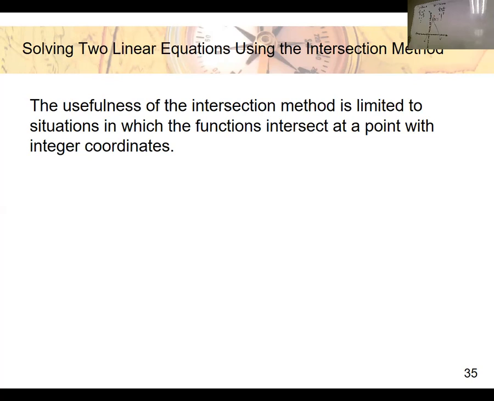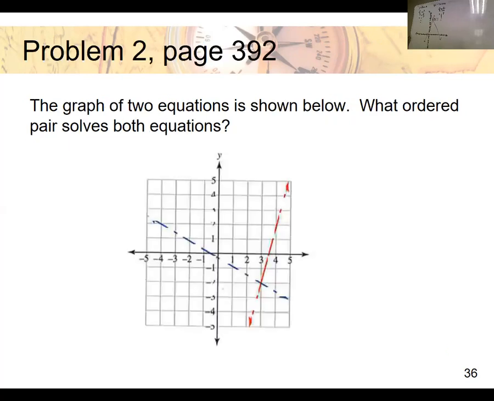All right, that intersection method that I just showed you is useful, but it's limited to where the two functions intersect at a point with integer coordinates. Here, we had whole number x and y coordinates. But with fractional x and y coordinates, that's going to be a problem. So that's where the other two methods come in, substitution and elimination. But let me quickly go over problem number 2.